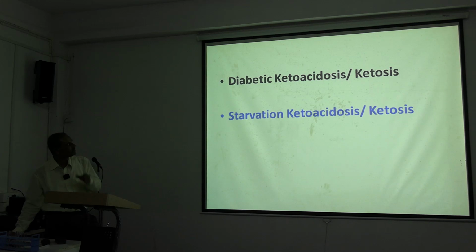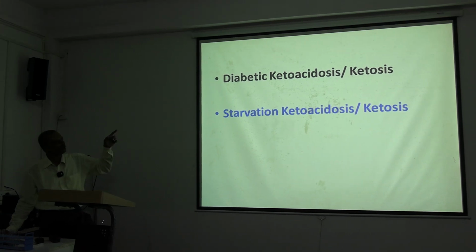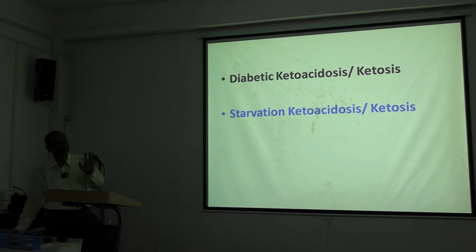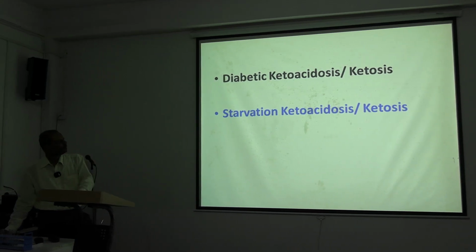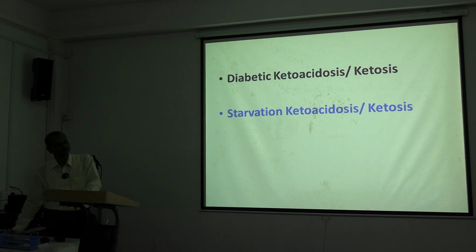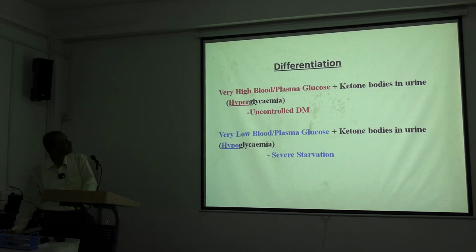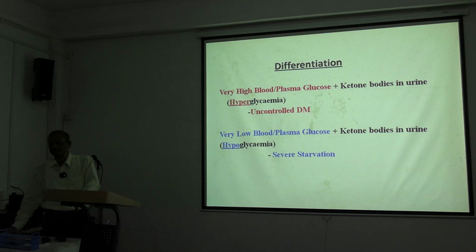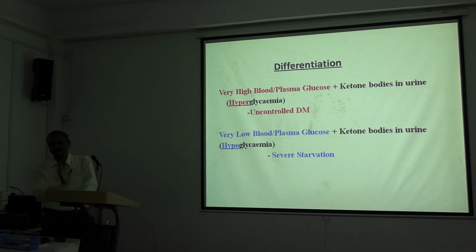One is starvation, one is diabetes. In diabetes, when ketosis is there, it is called diabetic ketoacidosis, DKA, or diabetic ketosis. Similarly, starvation ketoacidosis or simply starvation ketosis. So how will you differentiate between the two? Ketone body is present, whether it is starvation. In starvation, you will get a history. There is a clear-cut history of starvation.